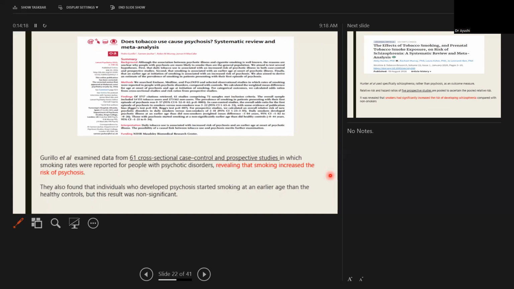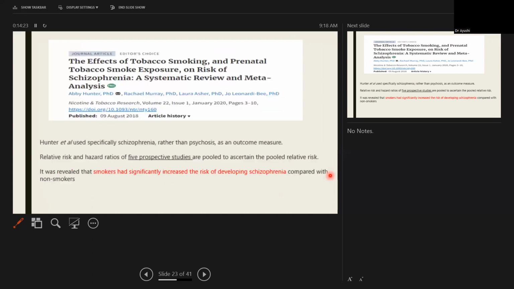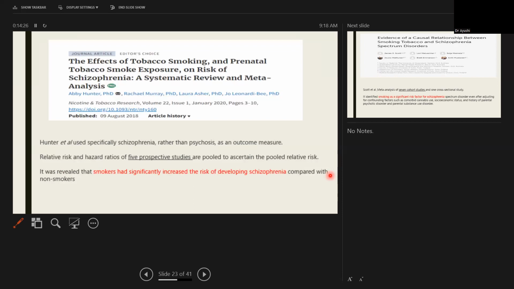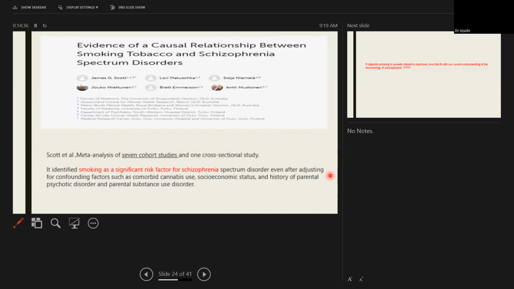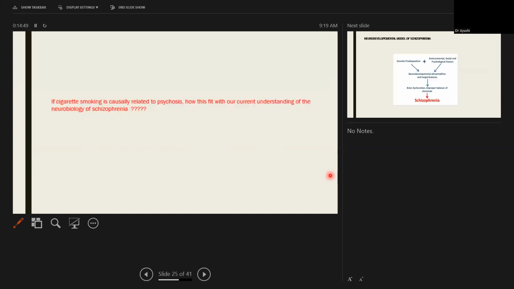The second meta-analysis was by Gurillo et al. They examined 61 cross-sectional, case-control and prospective studies, revealing that smoking increased the risk of psychosis. Then Hunter et al., in 2017, analyzed 5 prospective studies and concluded that smoking was associated with a significantly increased risk of developing schizophrenia. And lastly, the meta-analysis by Scott et al. done in 2020, of 7 cohort studies and 1 cross-sectional study, identified smoking as a significant risk factor for schizophrenia.